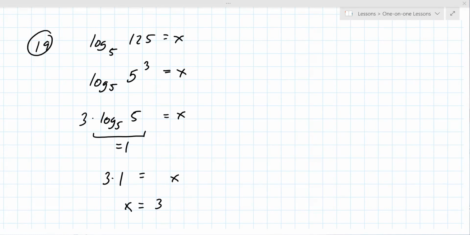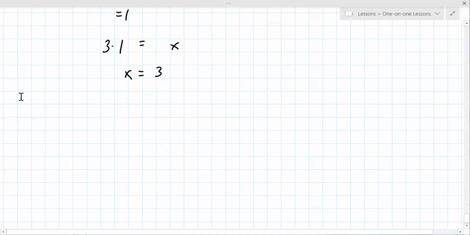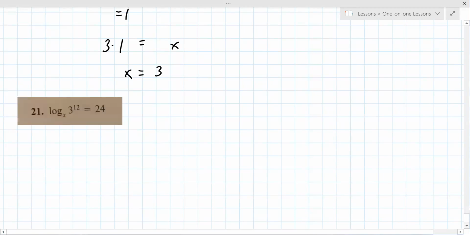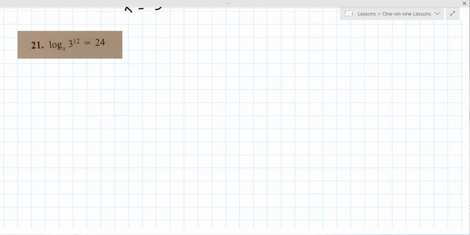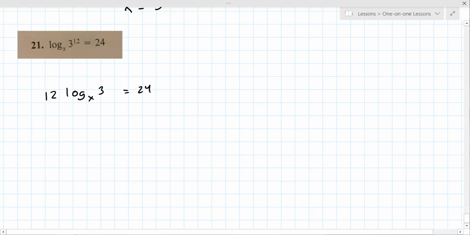Okay. All right. On number 21, how do we solve this one? Okay, so 21, I'll snip that in. We'll look at it together. Okay, the first thing is that 3 to the power of 12, you can bring that 12 out in front. So it's 12 log base x of 3 equals 24. And then it's multiplying, so you can just divide both sides by 12. So this is really log base x of 3 equals 2. You follow that thus far?